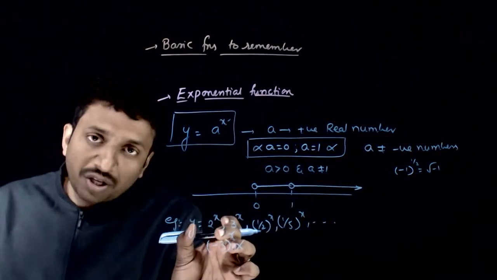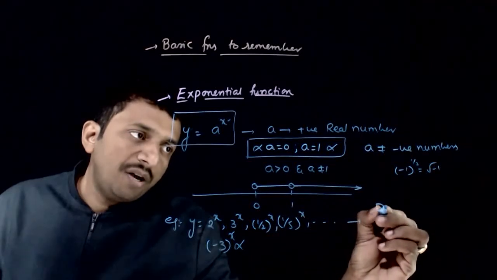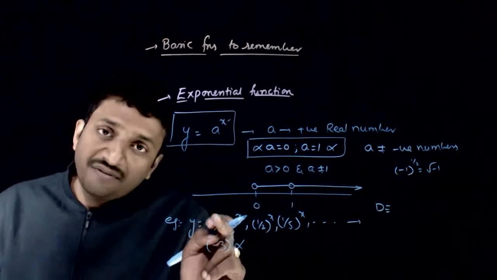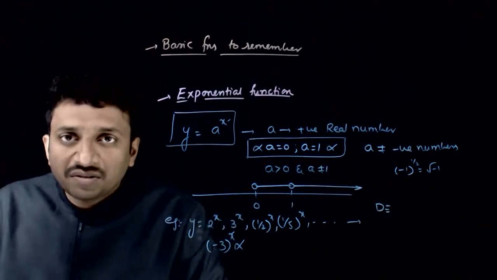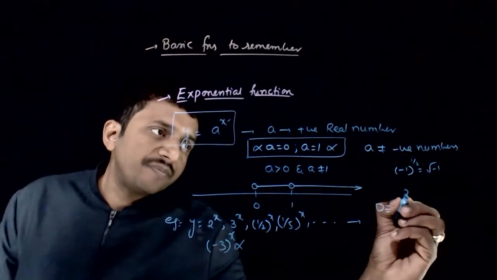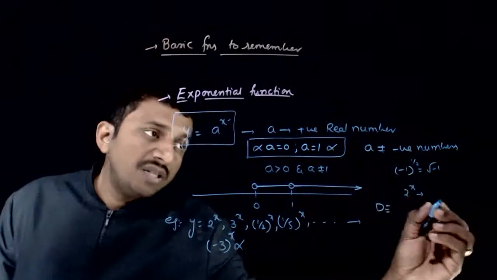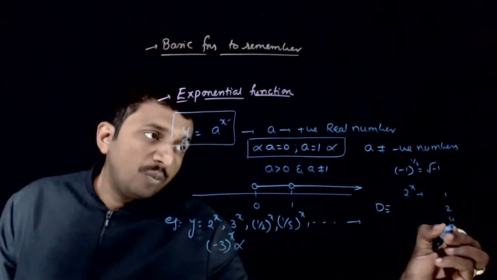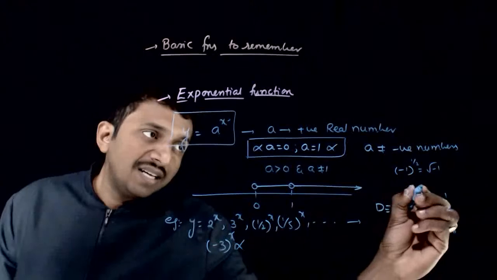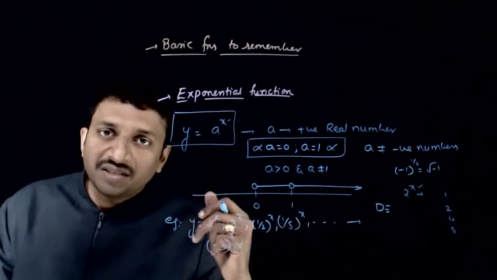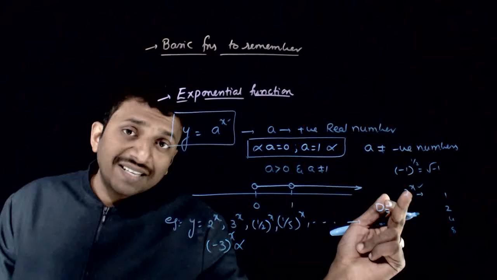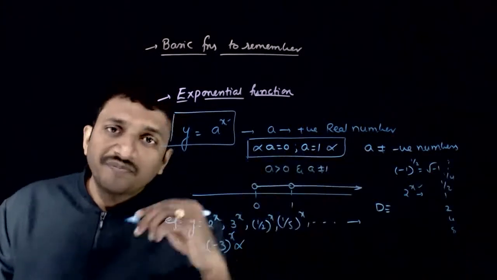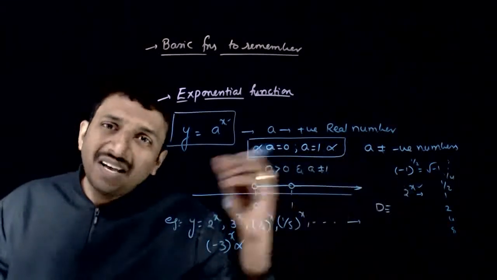And once you take an exponential function, the domain of an exponential function is all real numbers, because 2 power x is defined for positive numbers as well as negative numbers. For example, if you take 2 power x, if x is equal to 0, you get 2 power 0 is 1, 2 power 1 is 2, 2 power 2 is 4, 2 power 3 is 8, and so on. As x increases, the value of 2 power x increases. And x can be negative numbers also. 2 power minus 1 is 1 by 2, 1 by 4, and so on. So here x can take any real number.